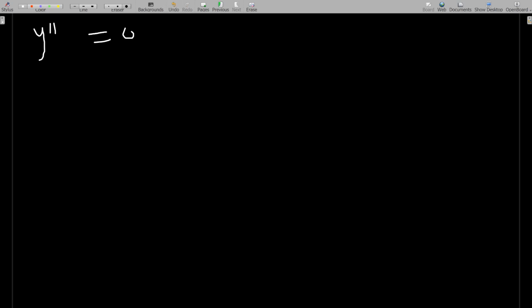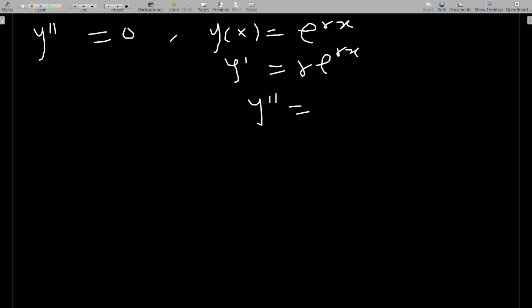You put that to be the homogeneous part and you solve this. Okay, there are so many ways you can use to solve this. One of the methods is that since this is a second order differential equation with constant coefficient, we say our function is e to the rx, and we find y prime, which is r e to the rx, and y double prime, which is r squared e to the rx. So we put this in place of this aspect.